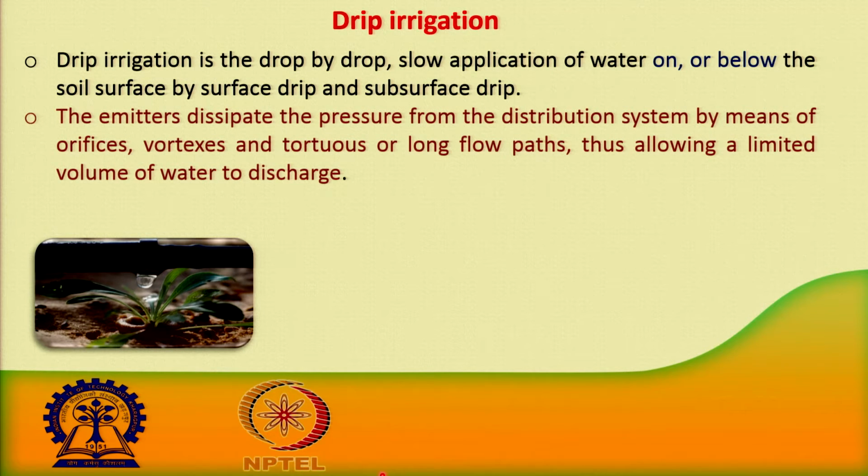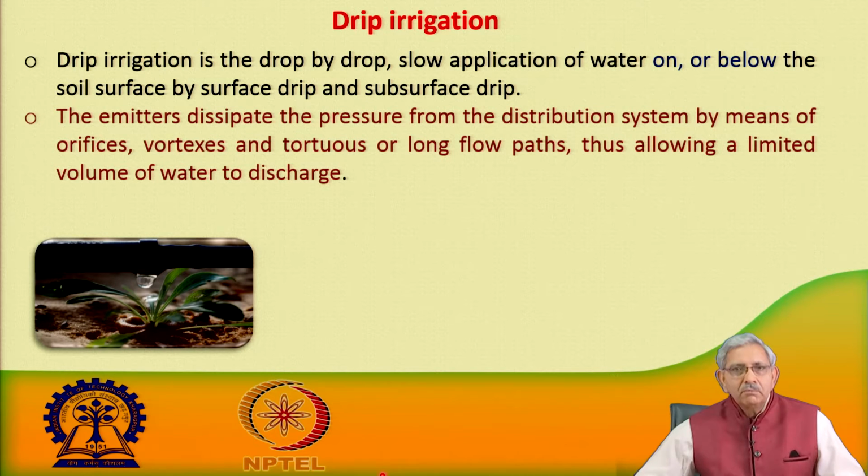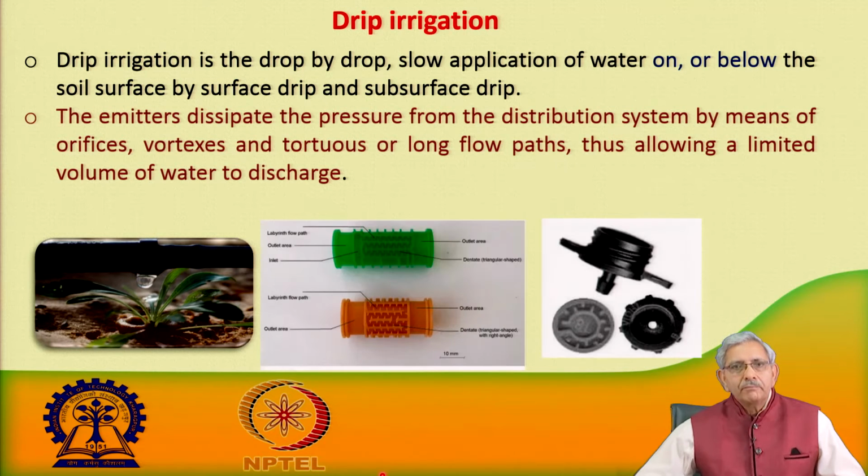Now, the principle of water emerging from drippers is that it dissipates the pressure from the distribution system by using orifices and following a vortex or tortuous path. It can be a long flow path, thus allowing a limited volume of water to dissipate from the drip emitter.